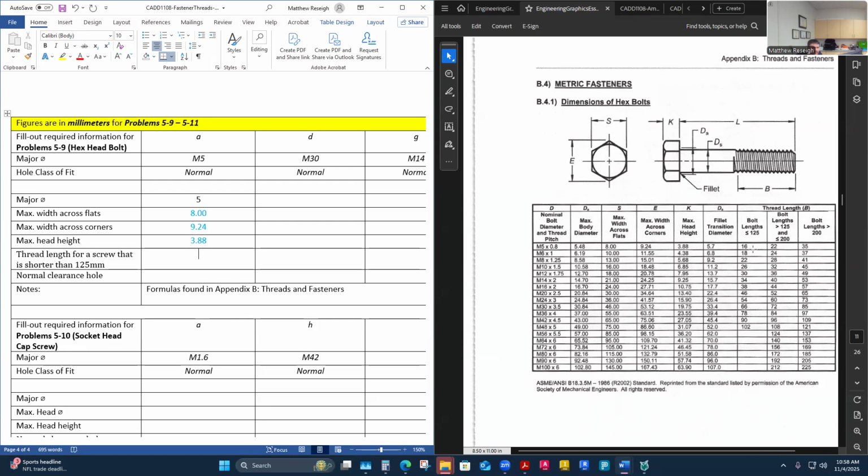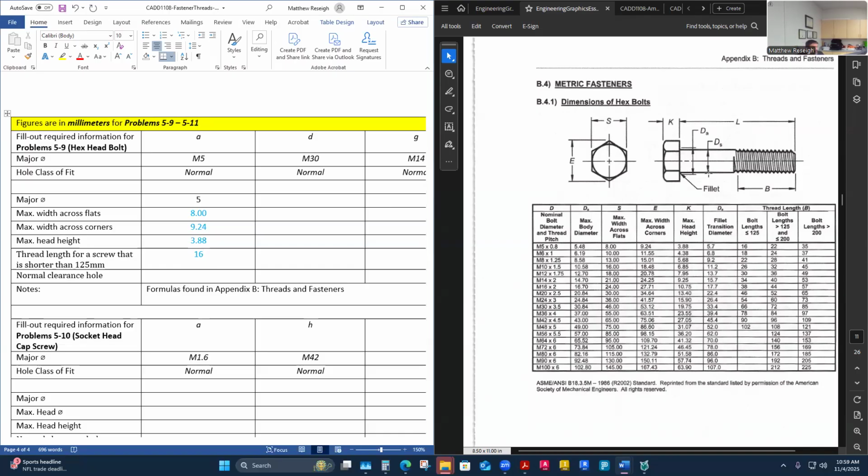And so it's 16 is what I have here. Thread length for a screw that is shorter than 125, in an M5, it's 16 millimeters of thread that I get. That kind of matters because when I'm passing through something, if this is not threaded here and I'm passing through a thinner plate to a thicker plate that's threaded, then if it's not threaded all the way through here, I may have an issue where I don't actually engage the threads, right? So I have to be aware of when my fasteners are threaded all the way through or not threaded all the way through.